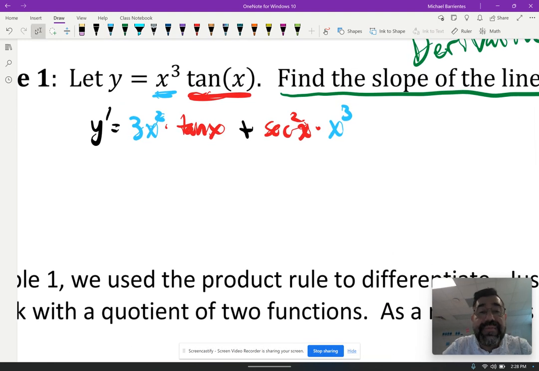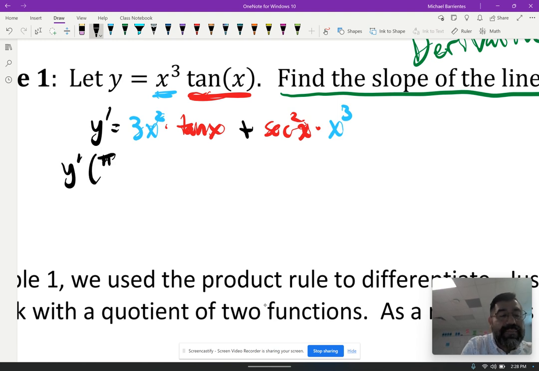This is the derivative. I didn't set it up. I didn't make my blueprint that I mentioned in the previous videos. I just did the derivative. So the derivative of the first times the second plus the derivative of the second times the first. Great. Now we can substitute the pi over 6. So this finds the derivative function. Now we're going to find the derivative value.